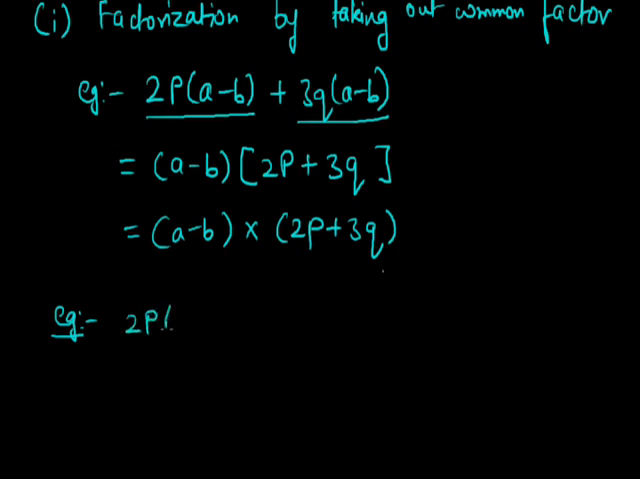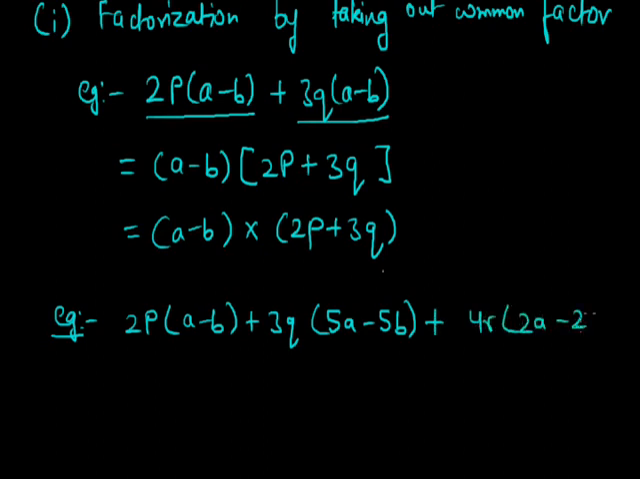Let's first write down the polynomial, that is 2p into a minus b plus 3q into 5a minus 5b plus 4r into 2a minus 2b. Now as you can see, there are three terms. 2p into a minus b is the first term, plus 3q into 5a minus 5b is the second term, and 4r in bracket 2a minus 2b is the third term. Now if we need to do the factorization, we need to see what will be the common term in all these three terms. So in this, 2p into a minus b will be written as it is. Now the next term is 3q into 5a minus 5b.